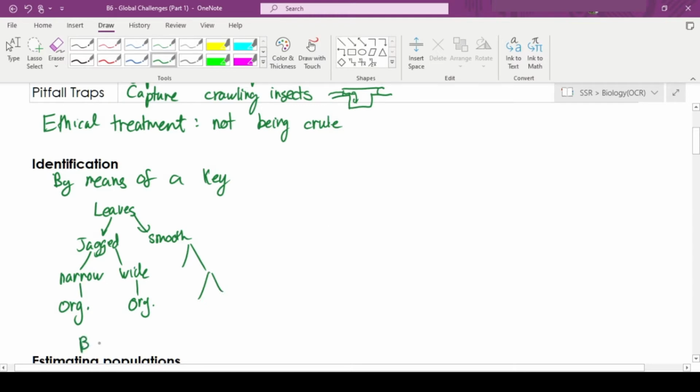So you have a series of questions or series of branches, so that's why this is called a branch key. The other type of key that you have is called a dichotomous key. And the name comes from the fact that it's a series of questions or a series of dichotomies that you have to answer.